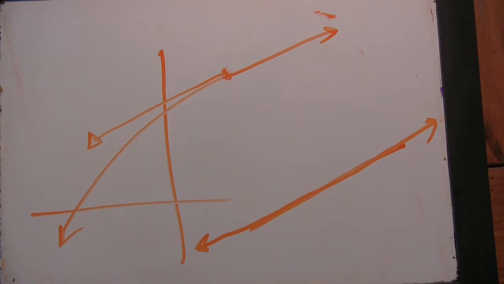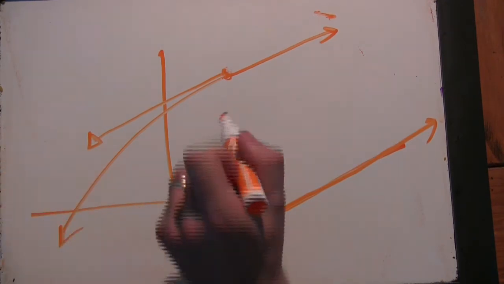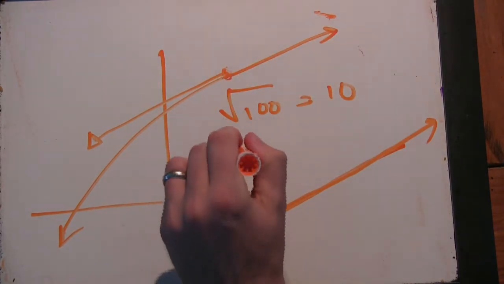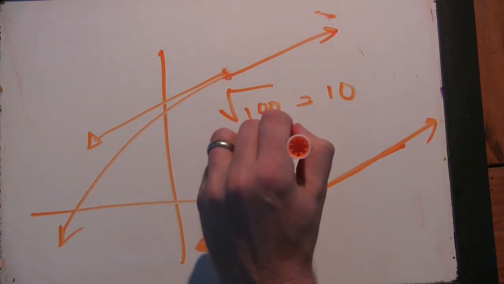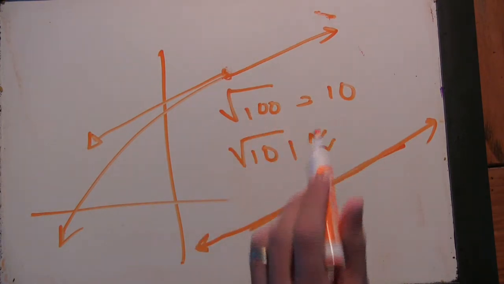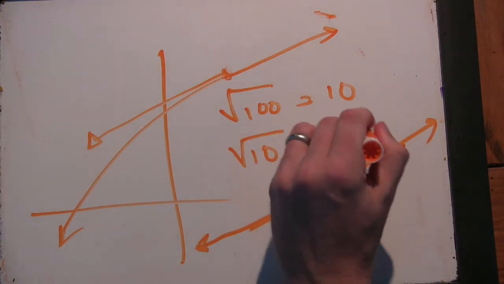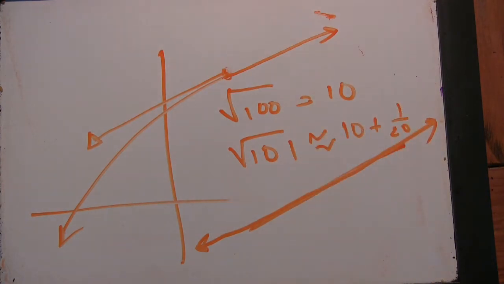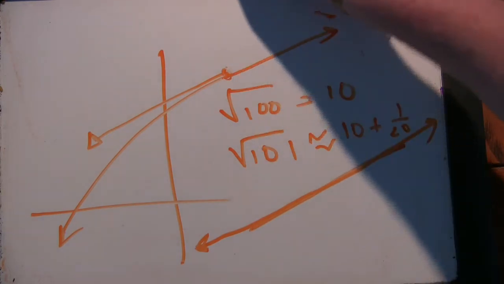Oh, good. Yeah, and so, for example, if we know that the square root of 100 is 10, we can use that plus the tangent line there to get that the square root of 101 is approximately 10 plus, I think, 1/20, probably. All right, cool.